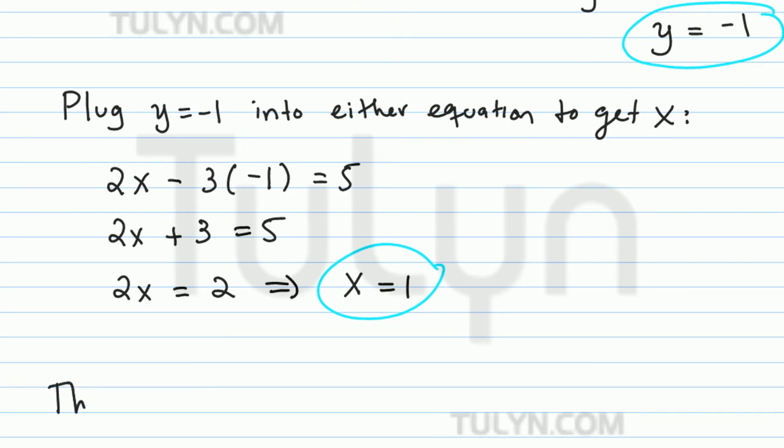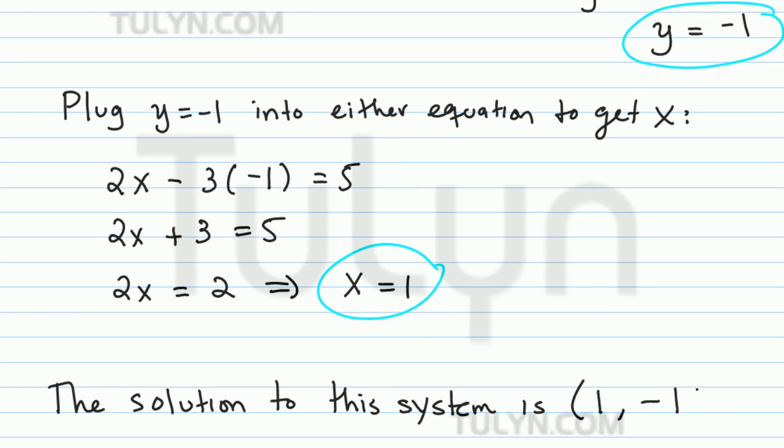So now we have our x and our y, and we want to write our solution in terms of the ordered pair x comma y. So the solution to this system is going to be open parentheses x, which is 1, comma y, which is negative 1.